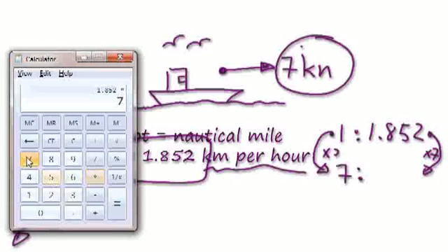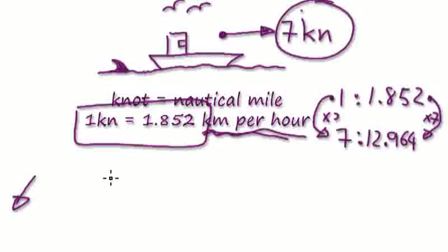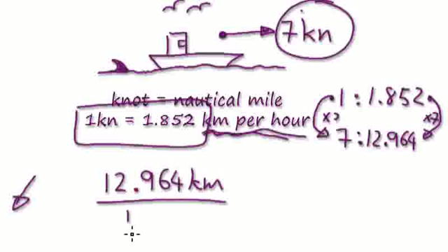1.852 times 7 equals 12.964. Okay, so 12.964 what? Well, 12.964 kilometers per hour. So now, here is our answer so far. Remember that this is kilometers per hour, for every hour.